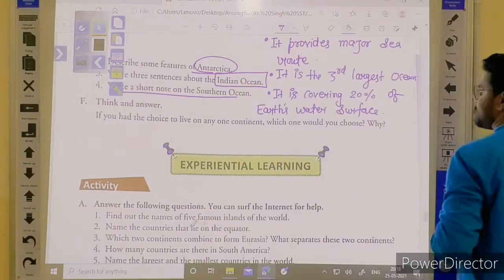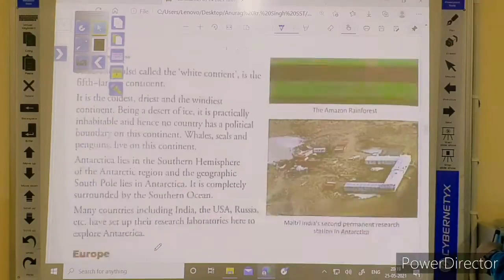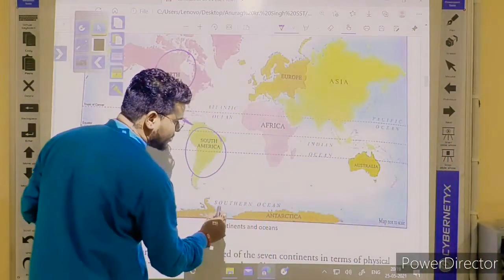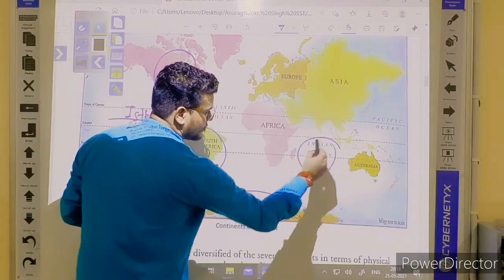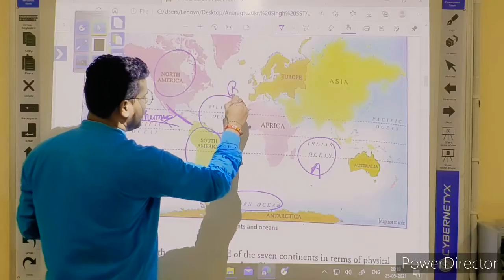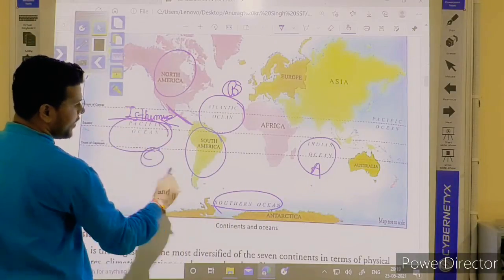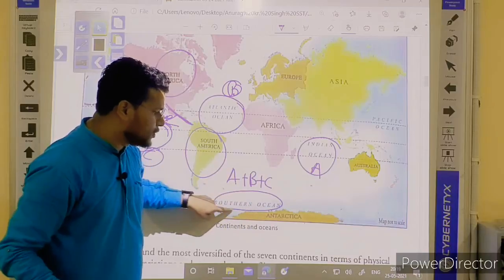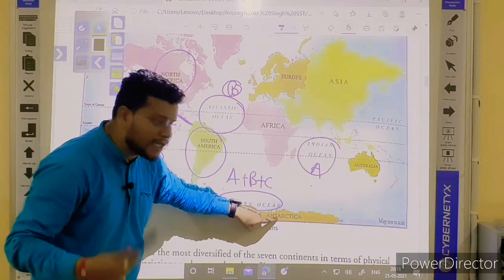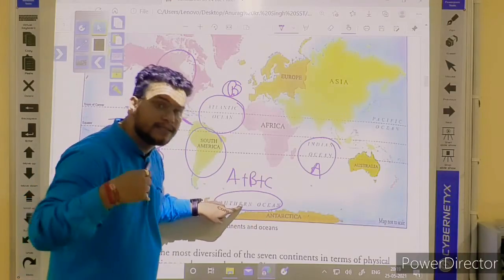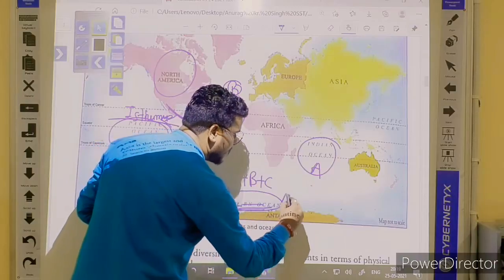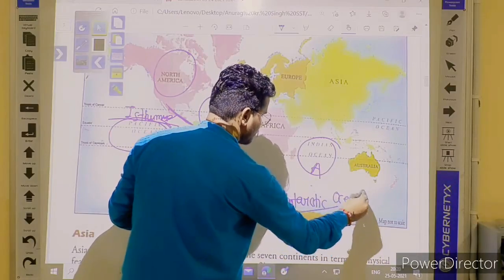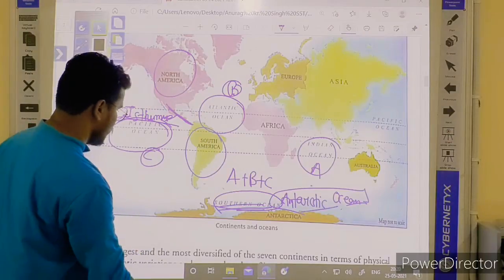Everybody see here. This is Southern Ocean. Here is Indian Ocean, A. Here is Atlantic Ocean, B. And here is Pacific Ocean, C. When A plus B plus C, then we get Southern Ocean. And it is near to Antarctica. So that's why it is also known as Antarctic Ocean. What we called it? We called it Antarctic Ocean. Now student, come on the next question.